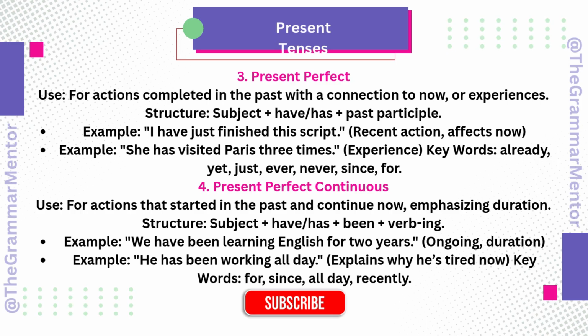4. Present perfect continuous. Use: for actions that started in the past and continue now, emphasizing duration. Structure: subject plus have/has plus been plus verb-ing. Example: We have been learning English for 2 years. Ongoing duration. Example: He has been working all day. Explains why he's tired now. Keywords: for, since, all day, recently.